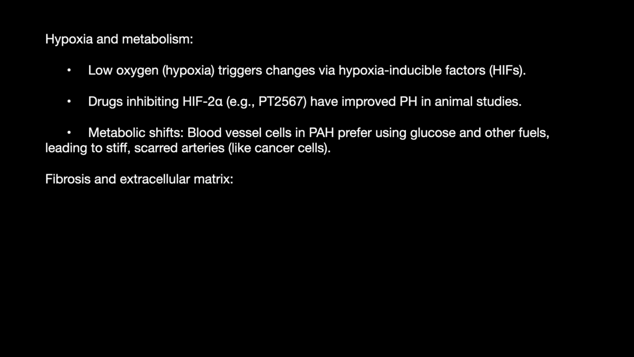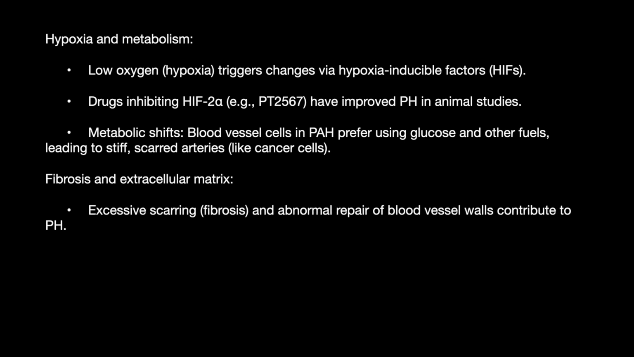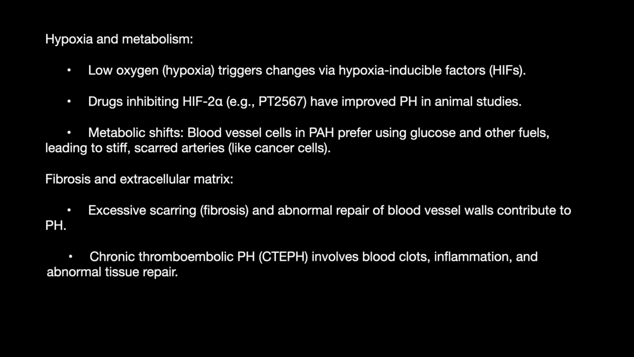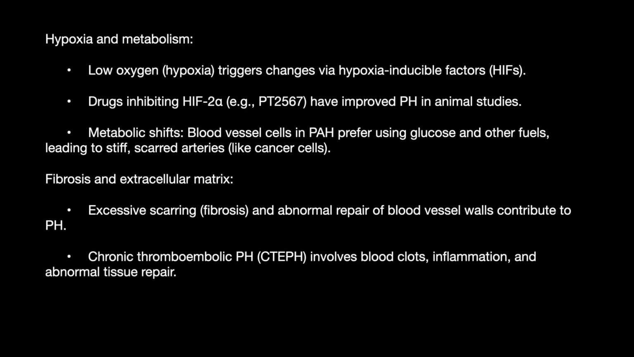Metabolic shift. The blood vessel cells in pulmonary hypertension prefer using glucose over other fuels, leading to stiff and scarred arteries like in the cancer cells, and this is something which can be utilized as a target for drugs. You can have fibrosis and extracellular matrix formation. So there is excessive scarring, that is fibrosis, abnormal repair of the blood vessel walls, contributing to the pulmonary hypertension.